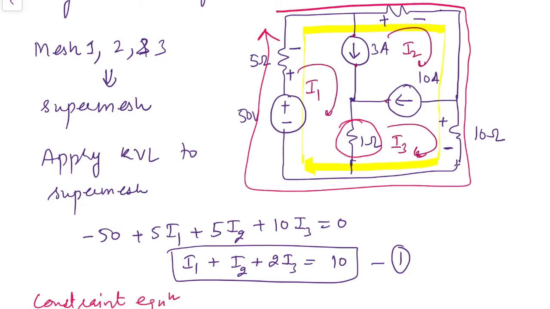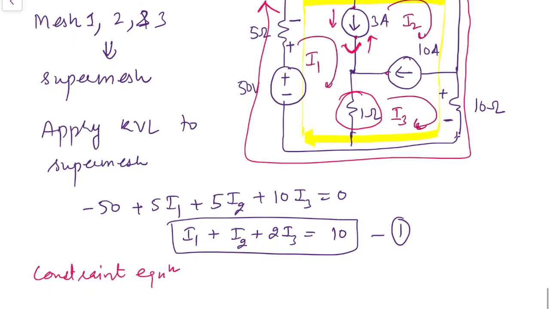Now we don't have a single equation, we have multiple constraint equations, that is 2. First is the constraint imposed by this 3 ampere source, that the resultant current should be 3 amperes and it should be in downward direction. I1 is in downward direction, I2 is in upward direction. So the constraint is I1 minus I2 equal to 3 amperes. This is the second equation.